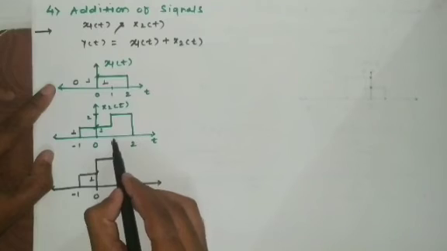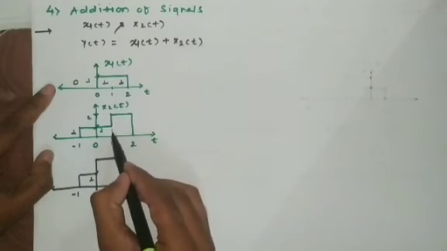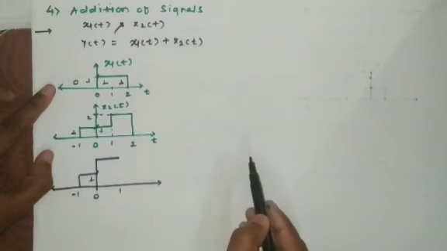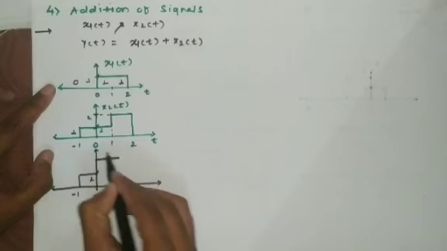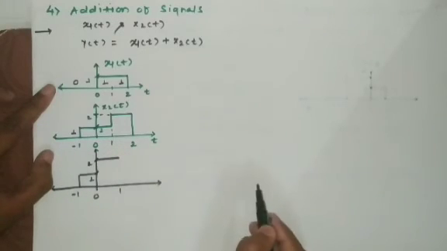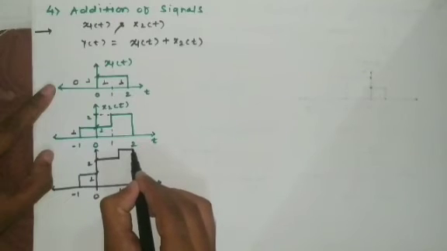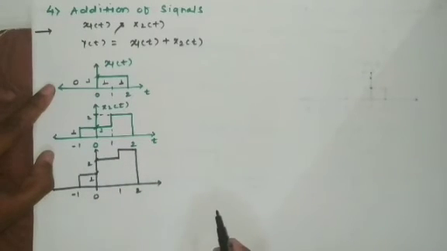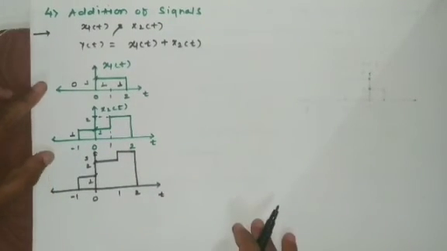Next, 1 to 2: here the amplitude is 1, and in this portion the amplitude is 2. So 1 plus 2 is going to be 3. That means up to here the amplitude is 2. Now it will rise to 3 and it remains 3 until it reaches 2. So this is going to be the addition of signals.